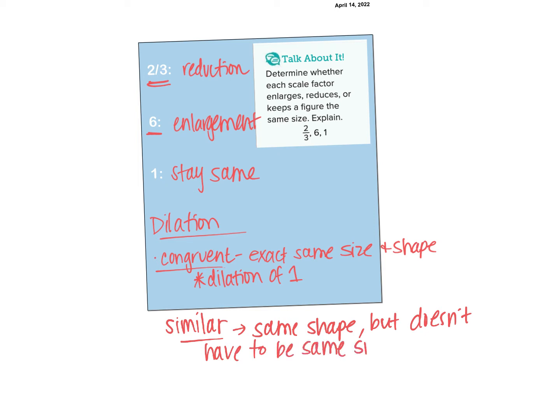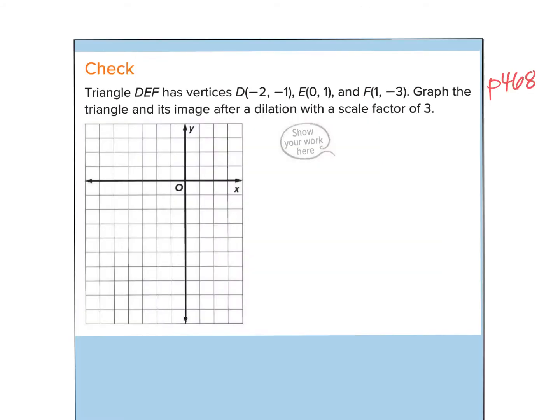So that would be if I dilated by like 3, or if I dilated by a half. It would either shrink or enlarge. Still the same shape, but it doesn't have to be the same size. All right, so let's do the problem on page 468.